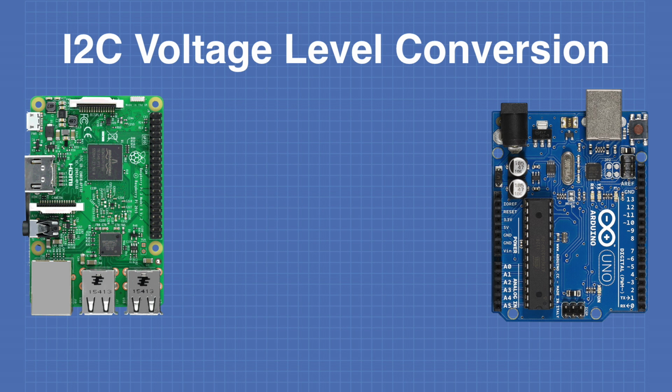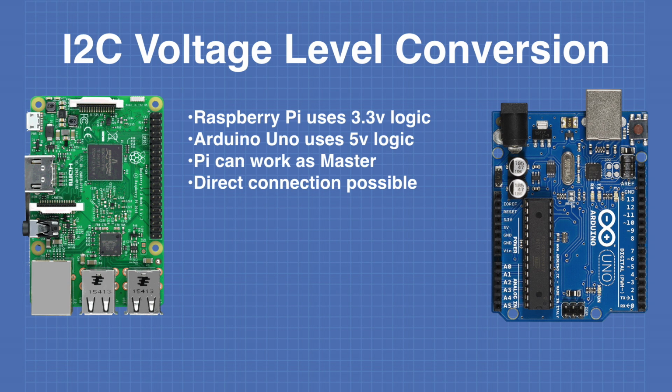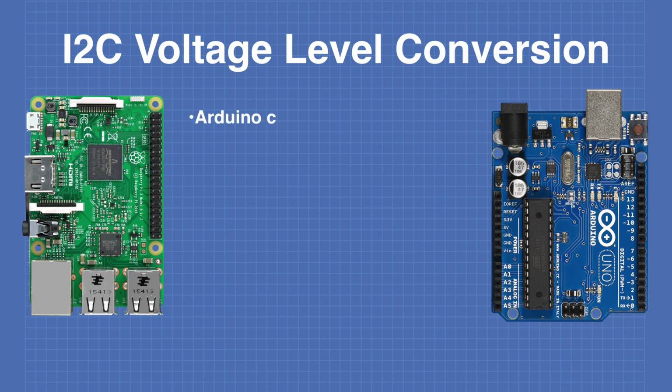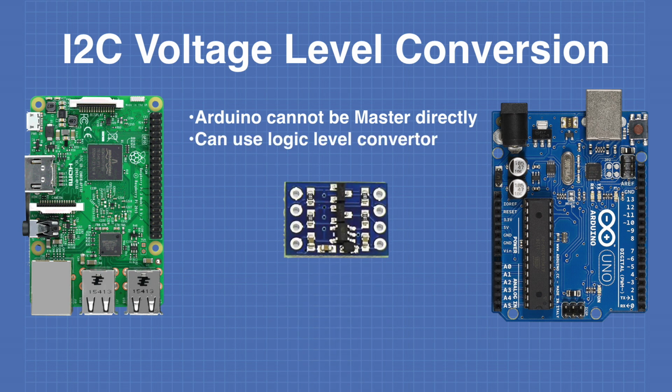The Raspberry Pi uses 3.3 volt logic. The Arduino Uno uses 5 volt logic. In this scenario, the Pi can work as a master device, and this is the normal case. As a master, the direct connection is possible because the Pi is determining the voltage. You need to ensure that no extra pull-ups or 5-volt I2C devices are connected into this arrangement. The Arduino cannot be directly connected to the Pi as a master. In order to do this, you require a logic level converter.